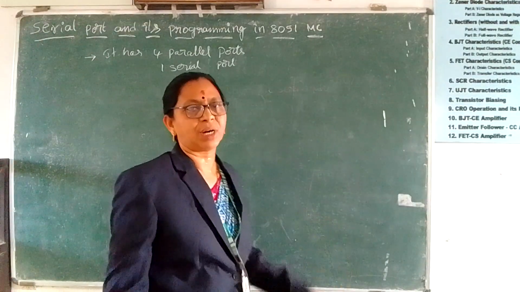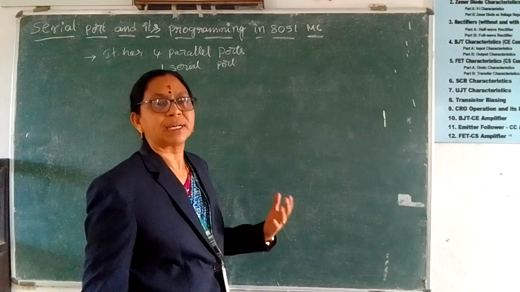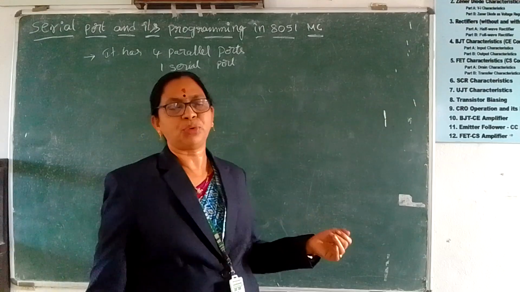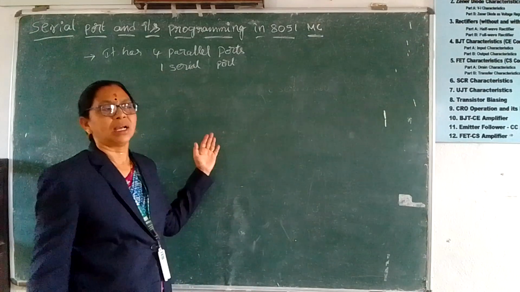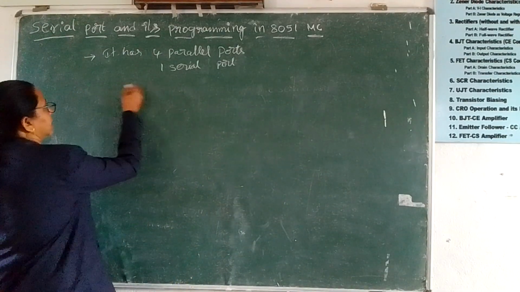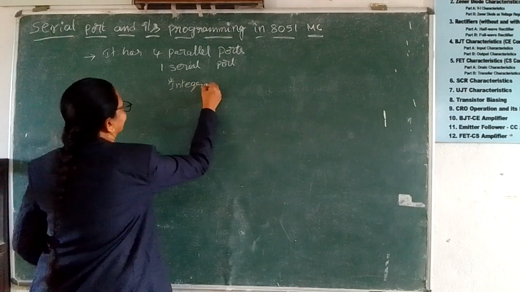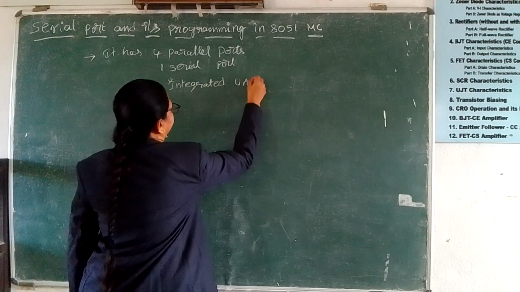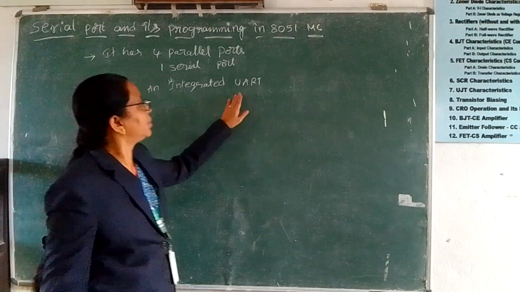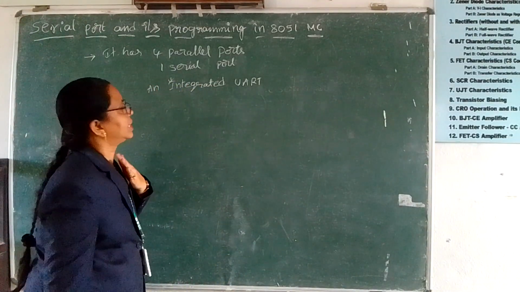First of all, we have to understand what a port is. A port is a platform where goods or passengers get in and get down, just like an airport or seaport. In computer language, a port is a platform where data and data bits wait. The serial port is an integrated UART. UART means universal asynchronous receiver and transmitter.